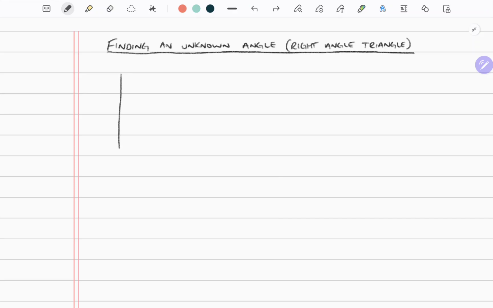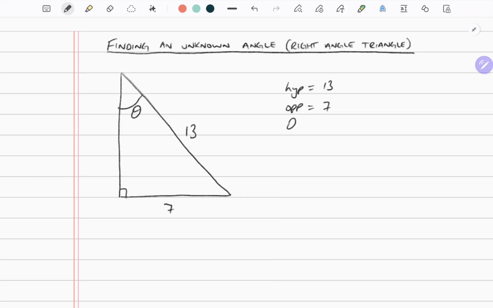So let's attempt to draw one here, probably not very well, but there we go. So have a right triangle here. Okay, so we want to find this angle here, theta, and we're going to say that the hypotenuse is 13 and this side length here, which happens to be the opposite, is 7. So let's just write this out. So hypotenuse is 13 and the opposite has a length of 7, and we want to find theta.